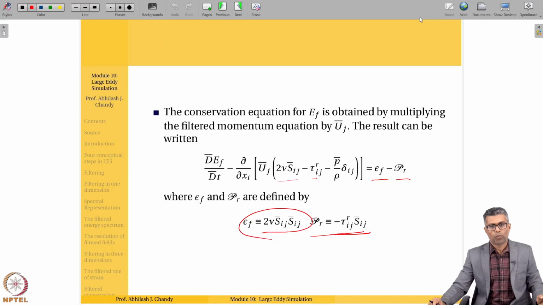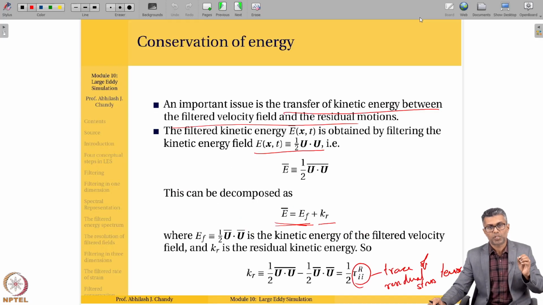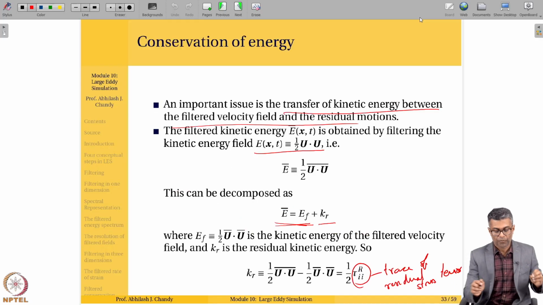Hello everyone. So in the last class we ended by talking about the conservation of energy and how the energy was getting transferred from the large scales to the small scales. If you remember, we split up the energy into the filtered energy, the kinetic energy associated with the filtered velocities, and the residual kinetic energy. The residual kinetic energy we are defining as half u dot u bar minus half u bar dot u bar. And EF is the kinetic energy associated with the filtered velocity field, so that would be just half u bar dot u bar.